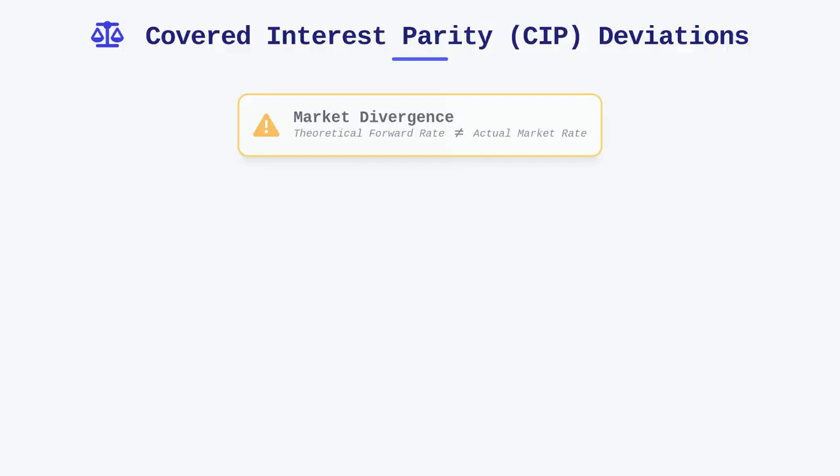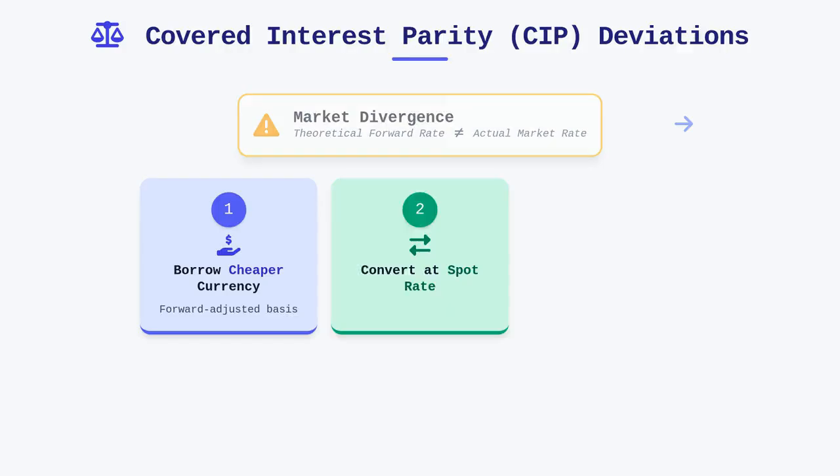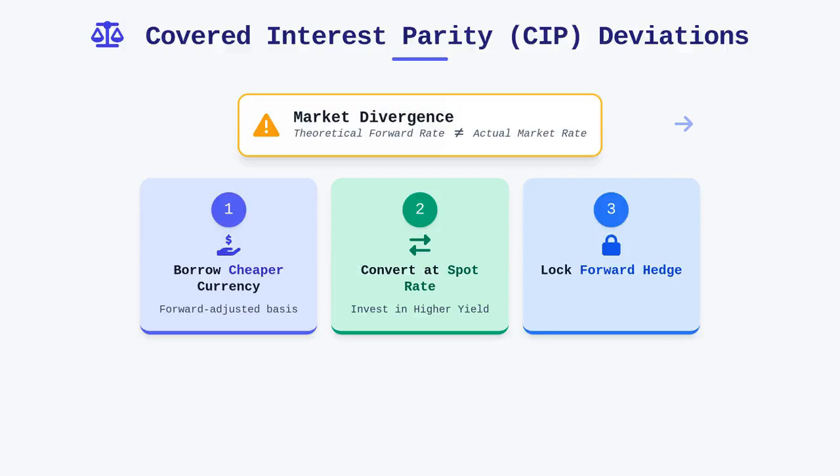Understanding this relationship allows us to identify when the market diverges from theoretical equilibrium, a scenario known as a deviation from covered interest parity. If the calculated theoretical forward rate differs from the actual market forward rate, an arbitrage opportunity theoretically exists for an entity with access to market funding lines. An arbitrageur would borrow the currency that is effectively cheaper on a forward-adjusted basis, convert it at the spot rate, and invest it in the higher-yielding currency while locking in the forward hedge.